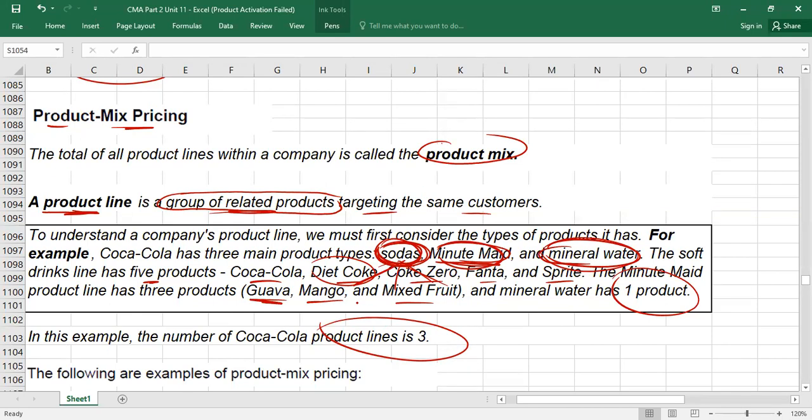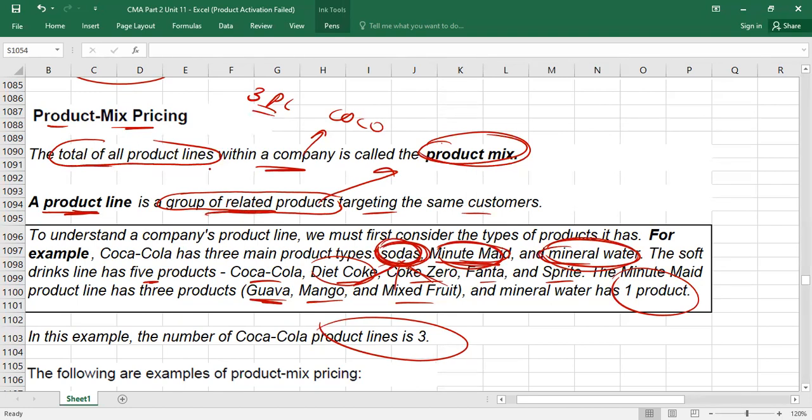Now, what is the product mix? Product mix is the total of all product lines within the company. There are three product lines under the Coca-Cola brand. Within Coca-Cola, those three product lines together are called the product mix, because they can mix these products and then sell them. So what is a product line? It is a group of related products. And what is the product mix? It is the total of all product lines within a company. That is called product mix.